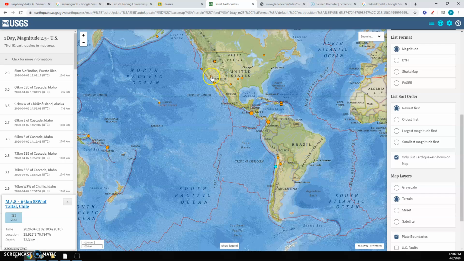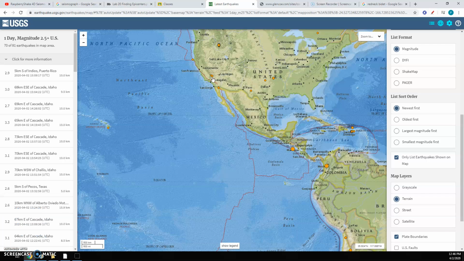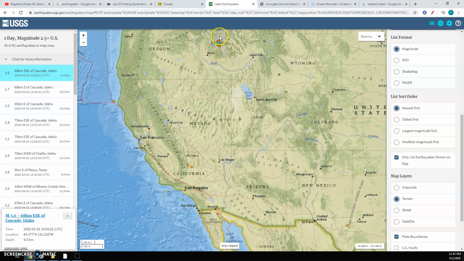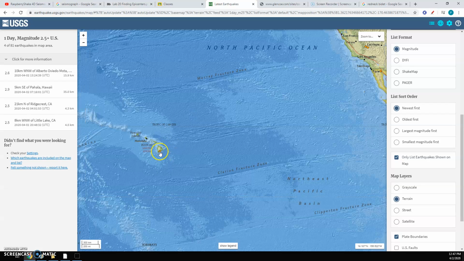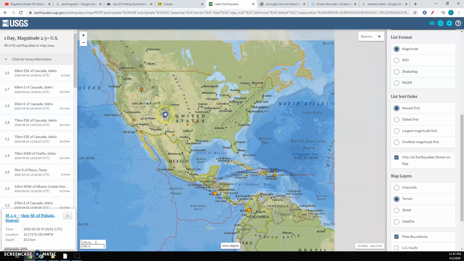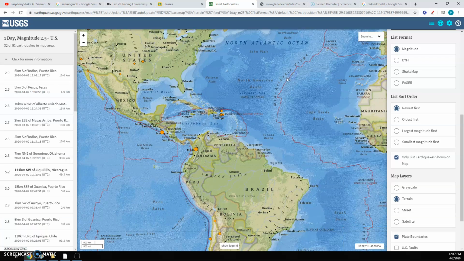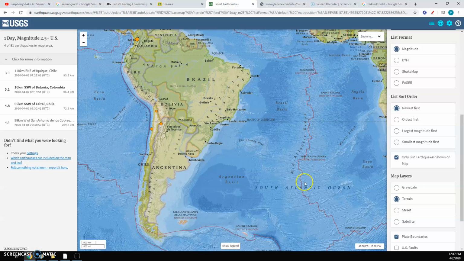Here's the San Andreas Fault in California. As the plates slide past each other, you get earthquakes. And we also get earthquakes at hot spots. So here's the Yellowstone hotspot. There's a lot of earthquakes there as the magma rises to the surface and pushes rocks out of the way. Here's the Hawaiian hotspot. Same thing. The magma is rising and pushing rocks out of the way. And there are also earthquakes along ridges. They're just smaller.